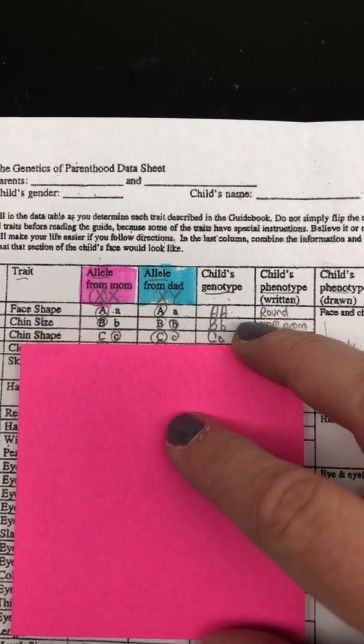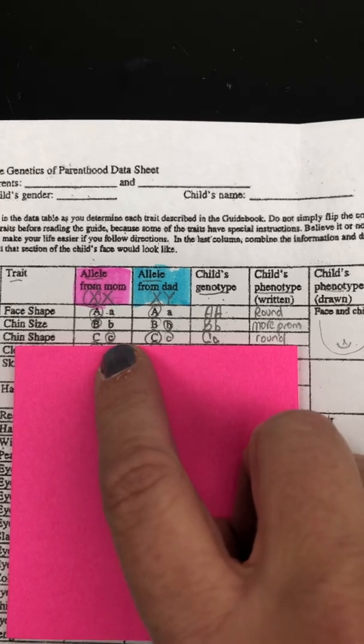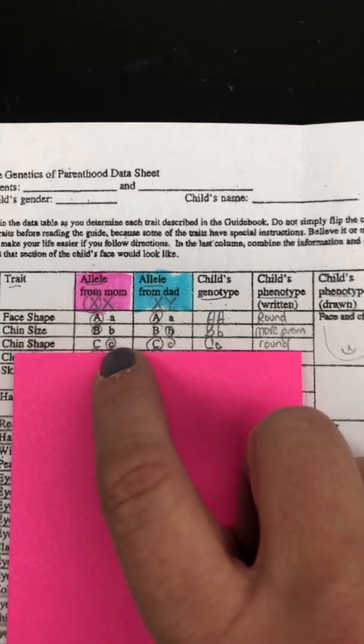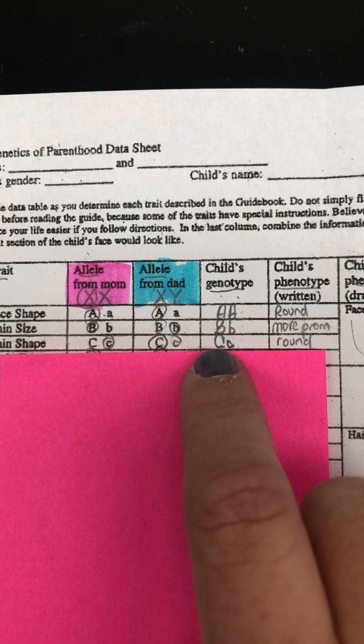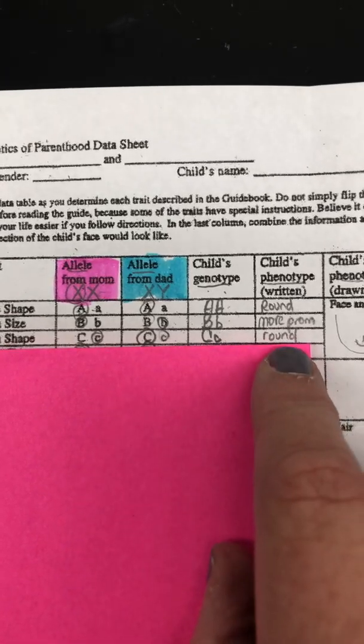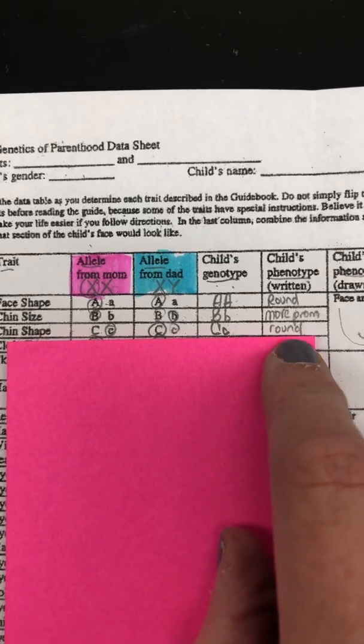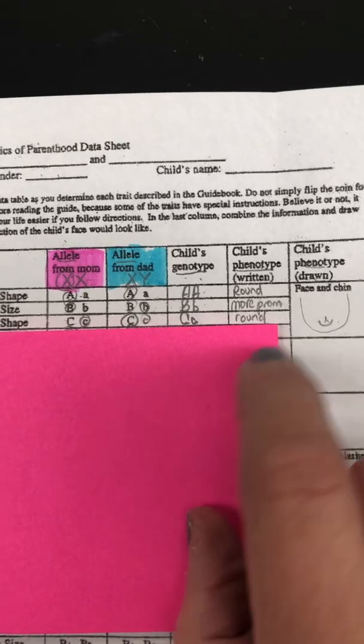Next, I did chin shape. So I ended up with little c, big C. Again, you don't want to put the little c first. You always want to put the capital first. So big C, little c. And then you're going to look up on your sheet, and that was a very round shaped chin. So I'm going to make certain that it's nice and round.